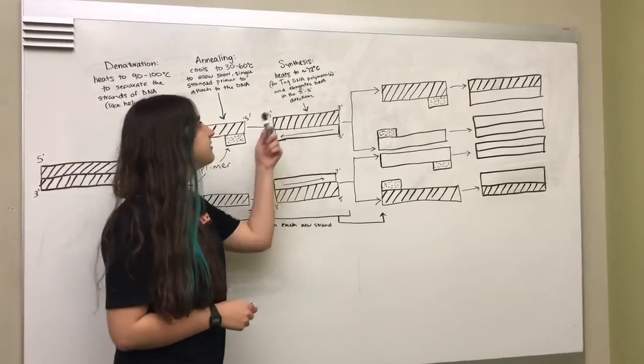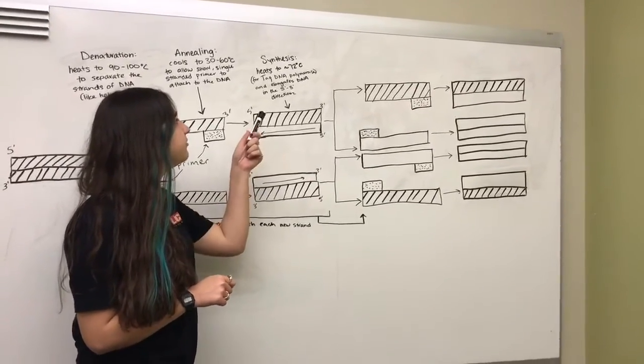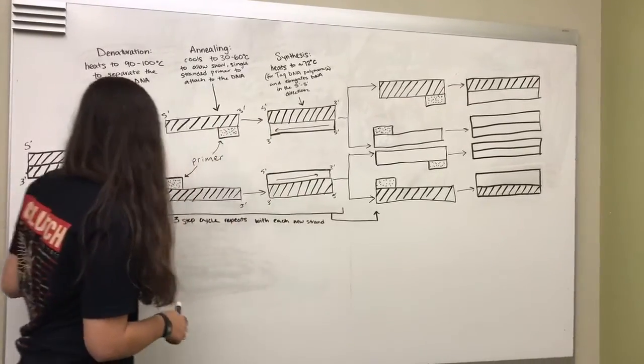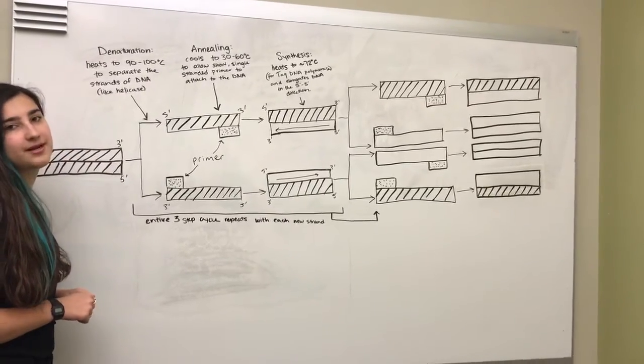The last step is synthesis, and for TAQ DNA polymerase, it heats to about 72 degrees Celsius and elongates the DNA in the 5' to 3' direction. Now these 3 steps make one cycle, and the cycle repeats with each new strand for exponential amplification.